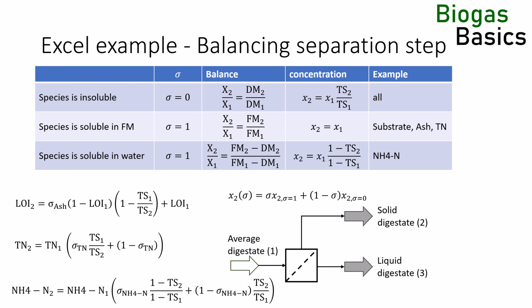This solubility method seems a bit over-sophisticated at first, but it has one advantage. No matter how we select the solubility parameter, as long as it stays between 0 and 1, the mass balance can never create negative mass flows or unreasonably high concentrations.